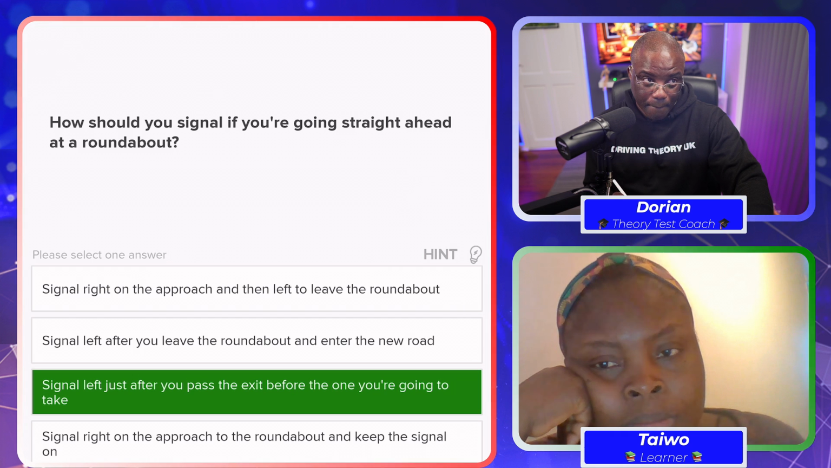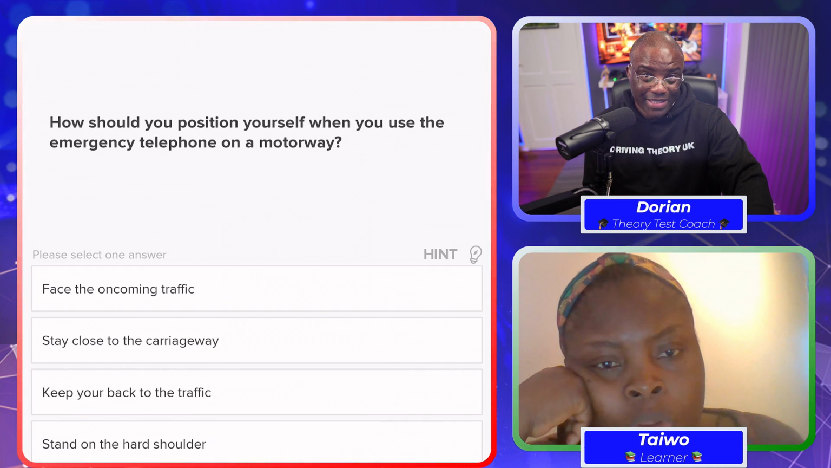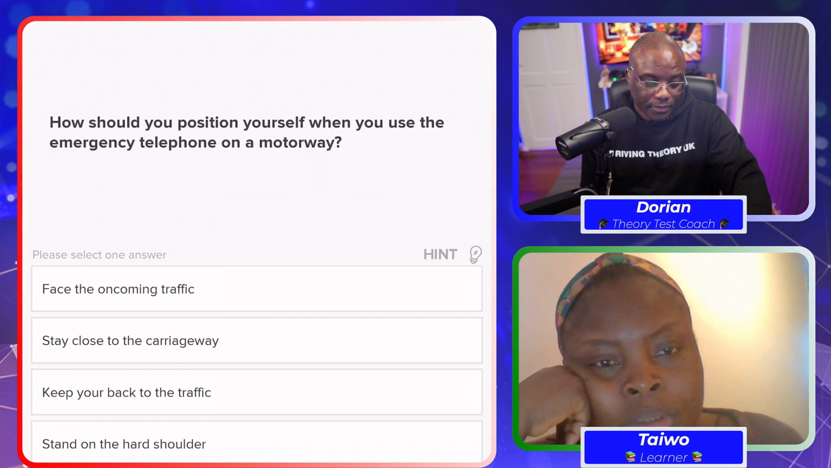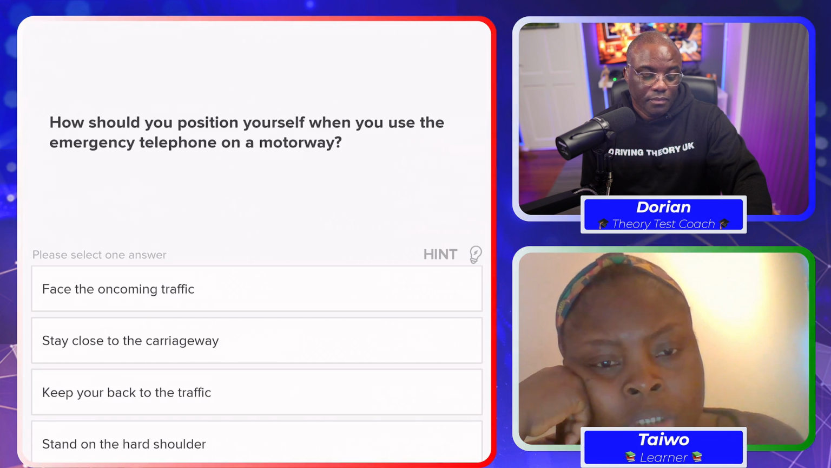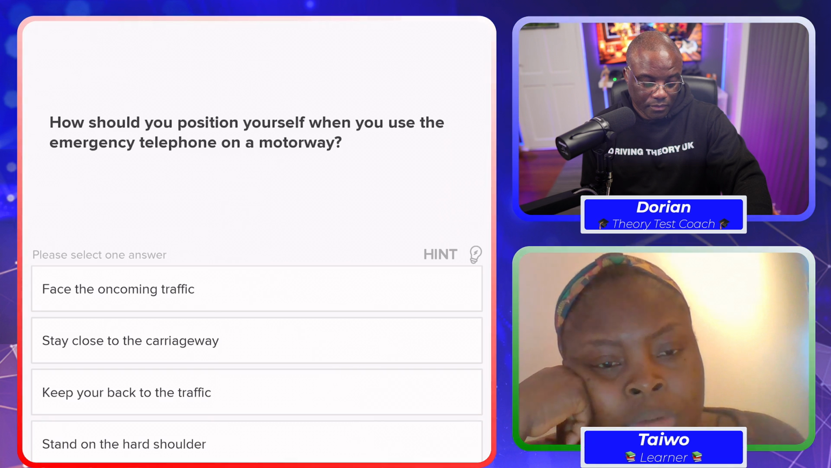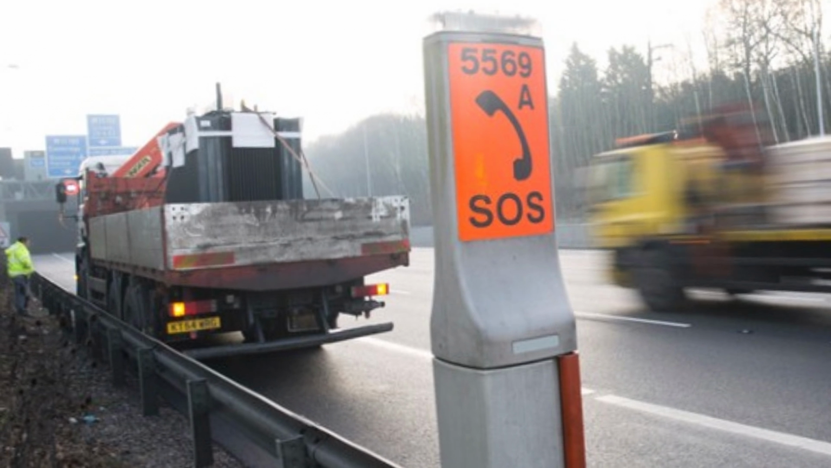Yes. Okay. So this is number 10. How should you position yourself when you use an emergency telephone on a motorway? Face the entrance. Stay close to the carriageway. Keep your back to the traffic.